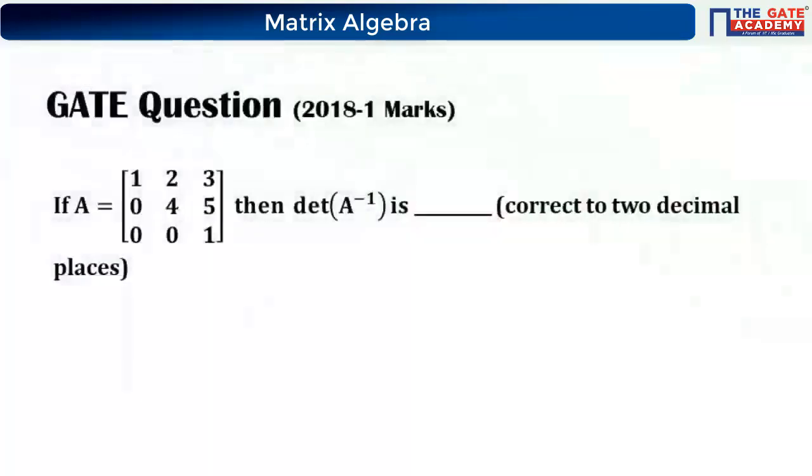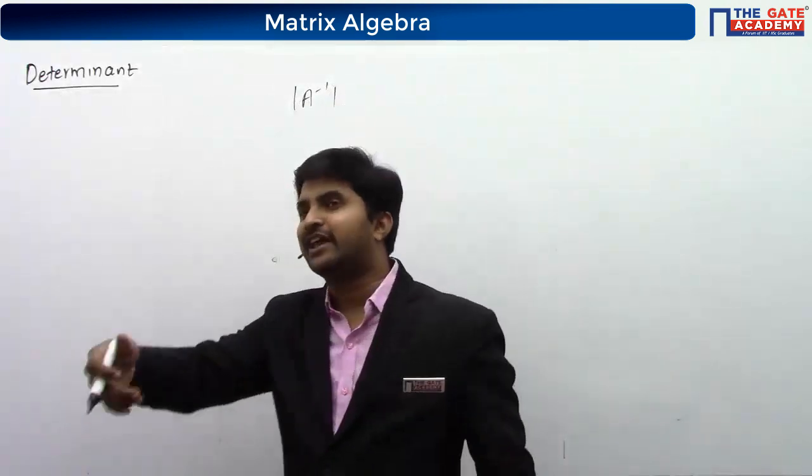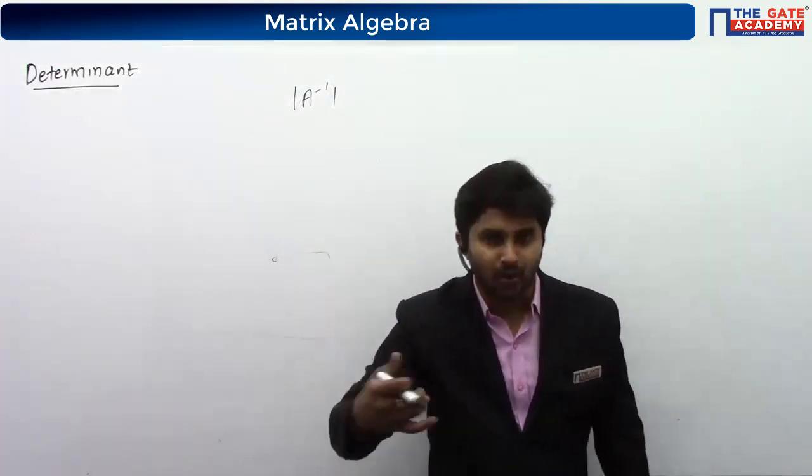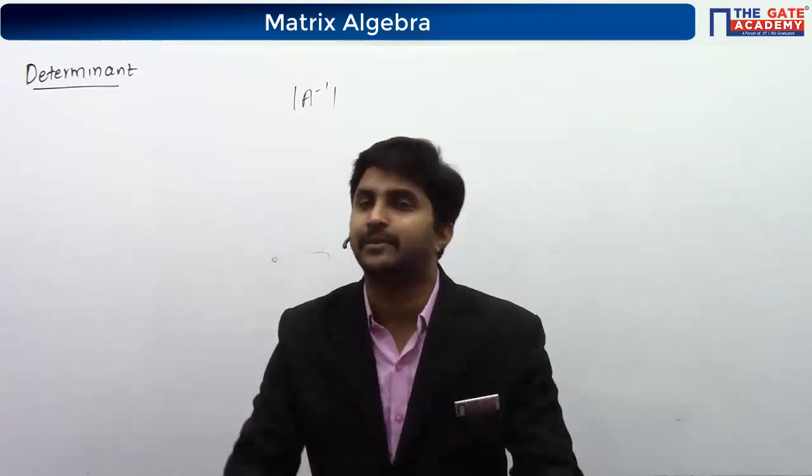Now in this particular question, we are given a triangular matrix. Which type of triangular matrix is this? The matrix is an upper triangular matrix. But that doesn't matter. What we have to find here is the determinant of A inverse. It means we have to find the inverse of the matrix, which we haven't learned until now, and then apply the determinant.